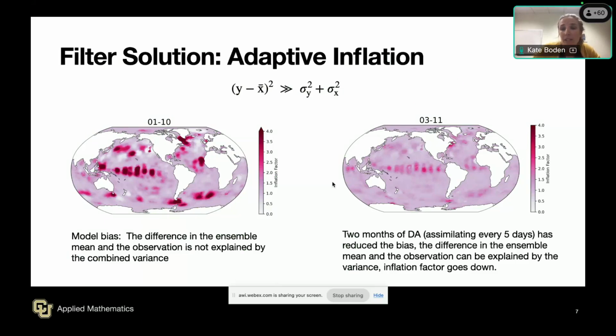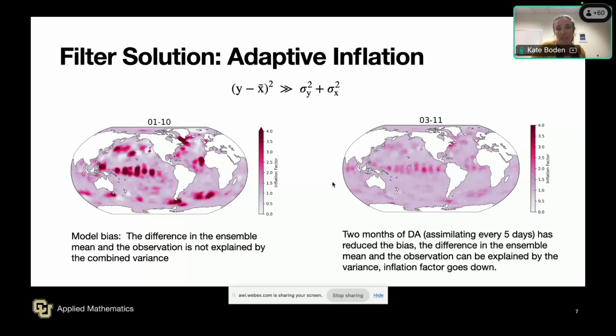But then, 2 months later, we've done data assimilation. We know data assimilation is an effective method of removing bias. And so we've reduced that bias and thus reduced the difference between the ensemble mean and the observation so that they can be explained by the combined variance.